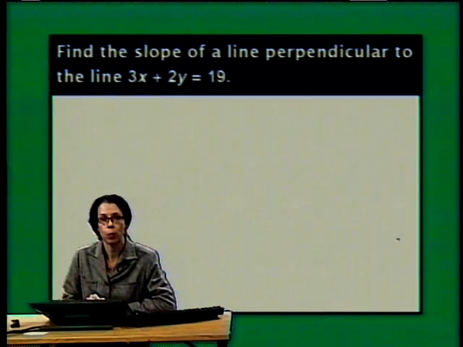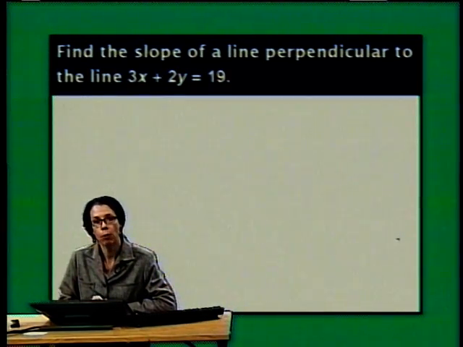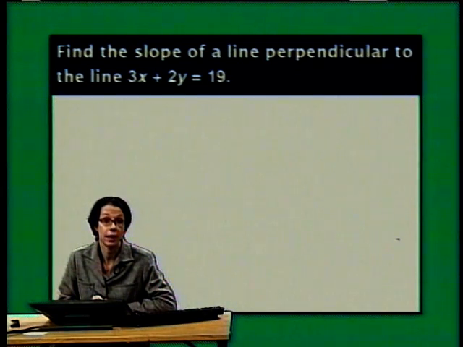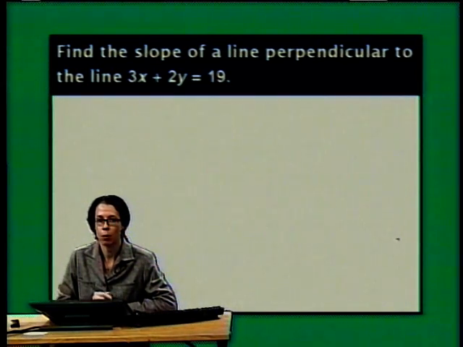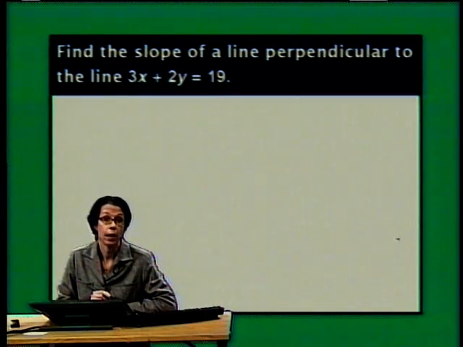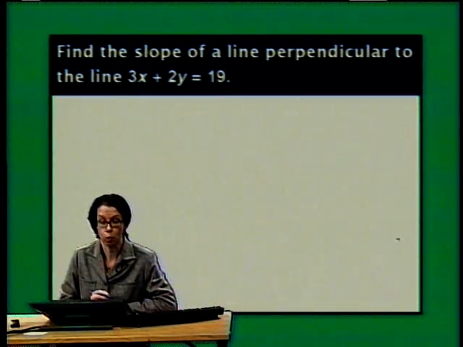Let's do an example with perpendicular lines. Now I want to find the slope of a line perpendicular to the line 3x plus 2y equals 19. I first need to figure out the slope of this line. Now here, if I think about the intercepts, I start thinking about fractions. Maybe I don't want to go there. So I'm going to solve this equation for y and put it into slope-intercept form.